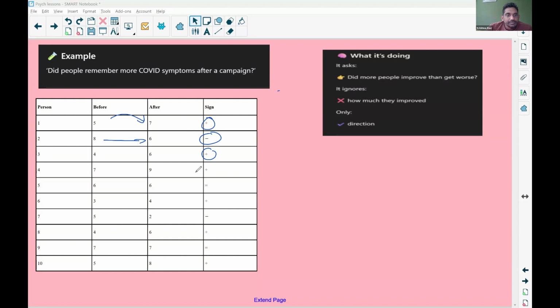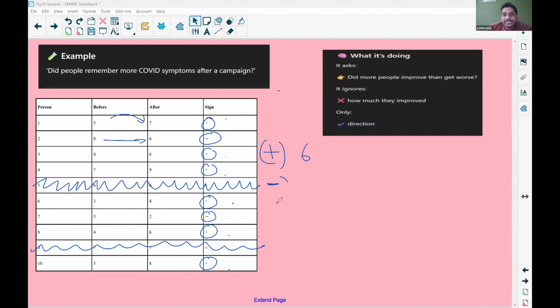Person three has gone up. Person four knows more. Person five is the same. If they're the same, we just ignore them. We wipe it out. Person six knows more. Seven less. Eight more. Nine is the same. And 10 is more. So pluses, we have one, two, three, four, five, six people. Minuses, we have one, two people.